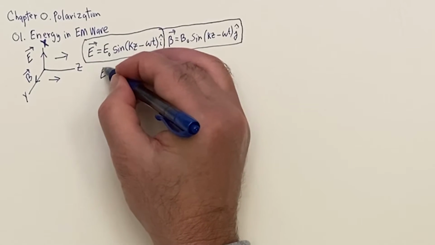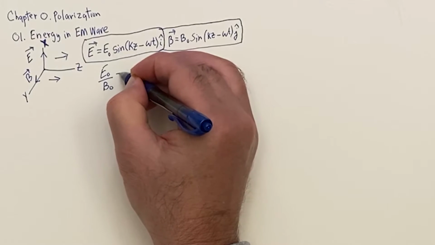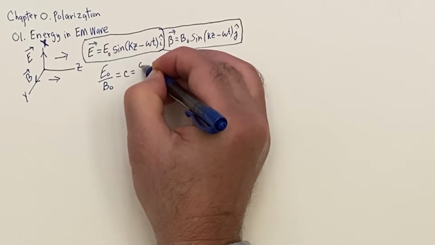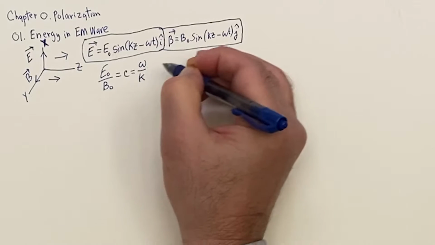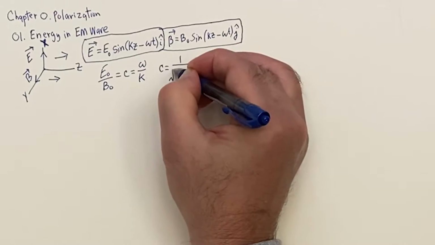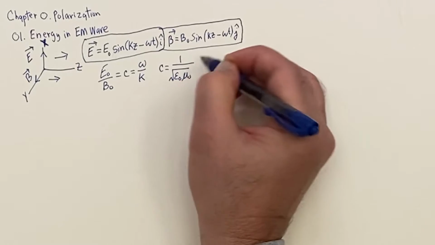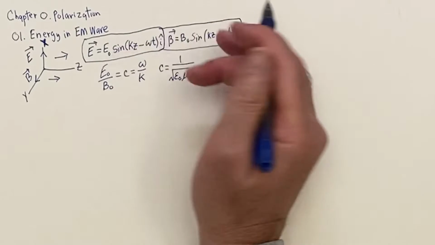The connecting equation that we arrived at, the ratio is c, which is also omega over k, and remember c is 1 over the square root of epsilon naught mu naught. We're in vacuum here.